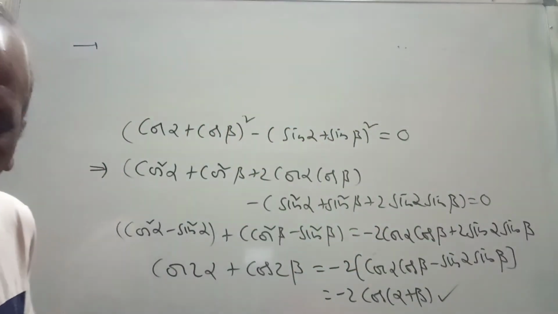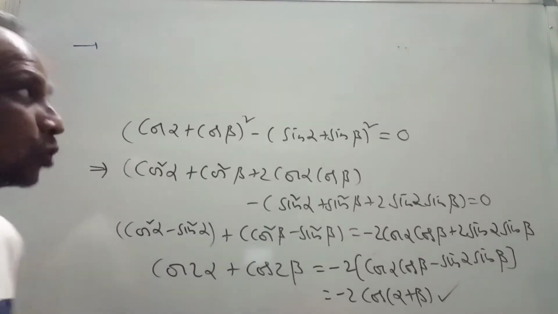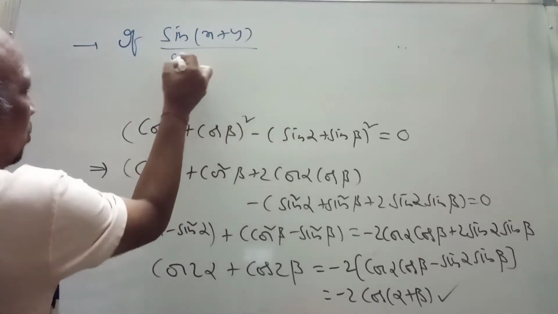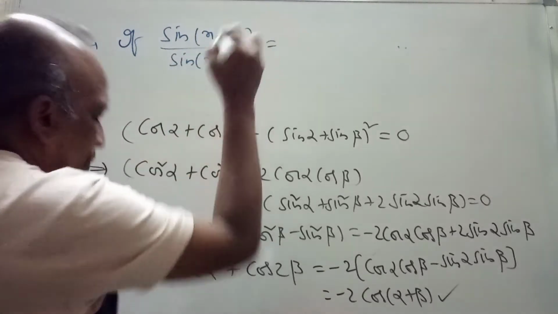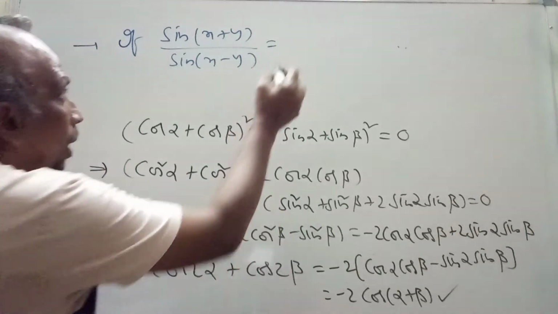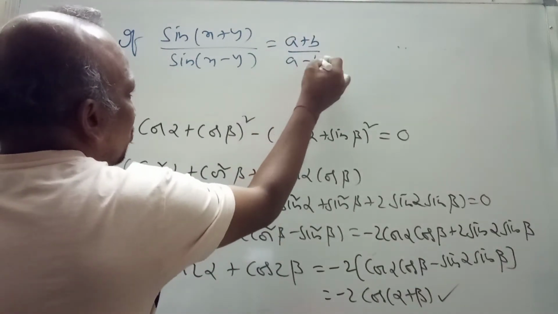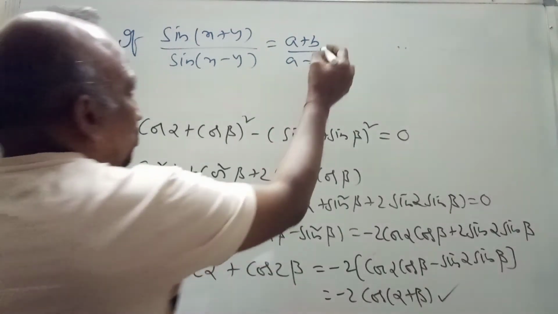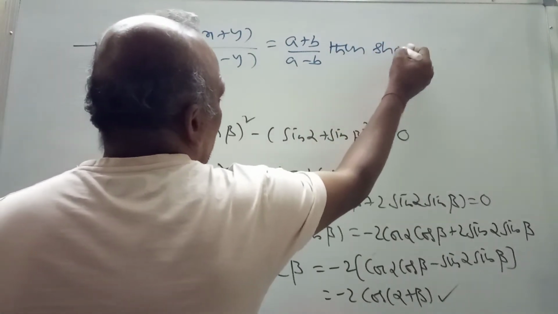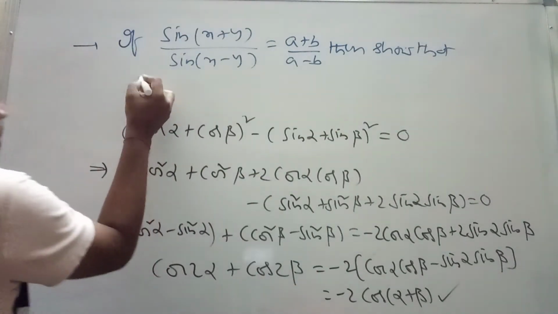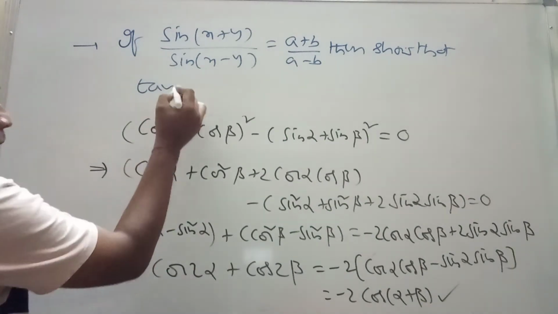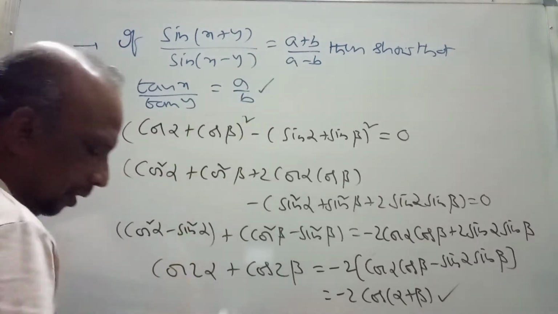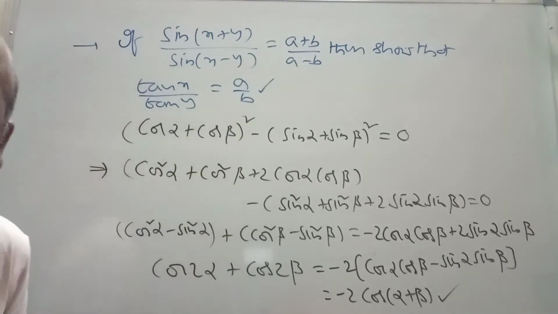You can see here the problem: if sin of x plus y by sin of x minus y is equal to a plus b by a minus b. This is given, a plus b by a minus b. Then show that tan x by tan y is equal to a by b. They are asking to prove this: tan x by tan y is equal to a by b.